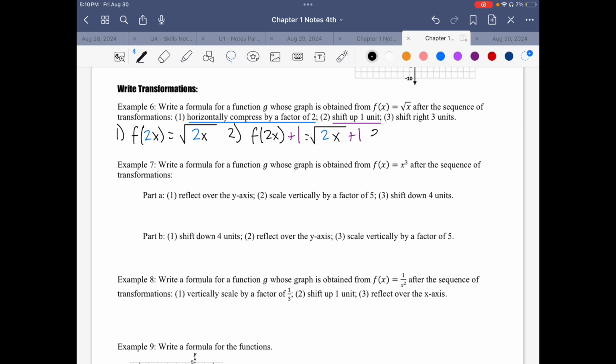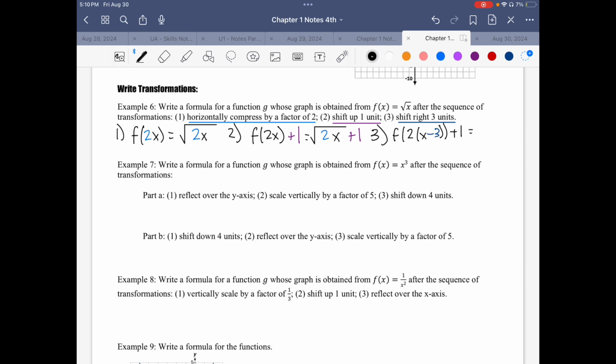The third shift is supposed to be a shift right 3 units. Of course, right and left go on the inside with our x. So we would have our f of 2. We need more parentheses here, however, to ensure that our shift is correct.